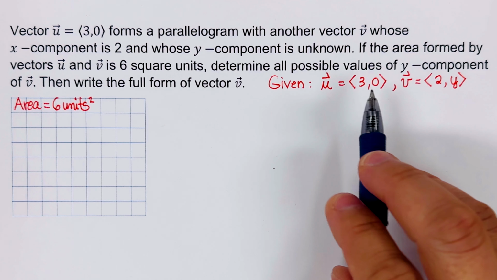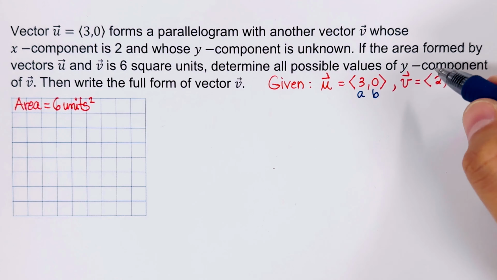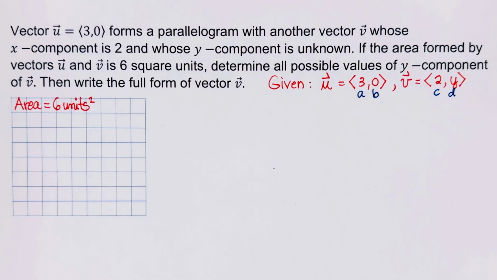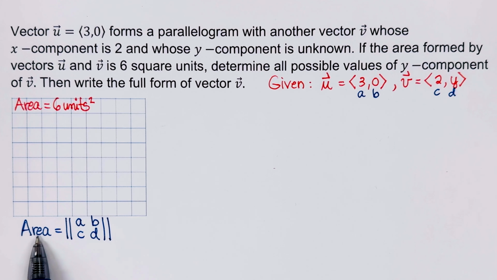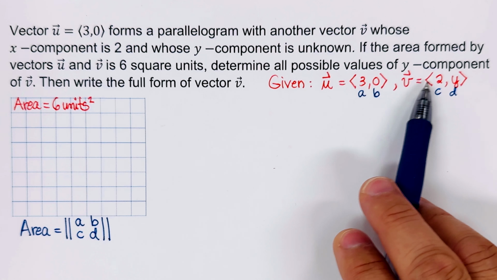If we take the components of vector u as a and b, and the components of vector v as c and d, we can go ahead and write the formula for the area using the determinant of the matrix as. This notation right here means that the area of a parallelogram is equal to the absolute value of the determinant of the matrix formed from the components of the vectors.